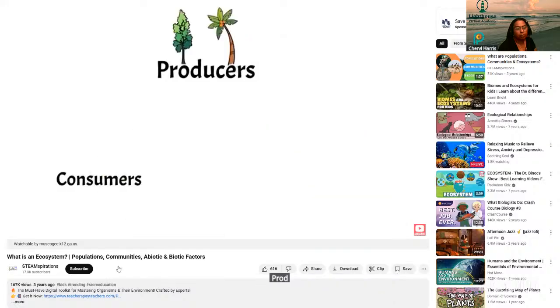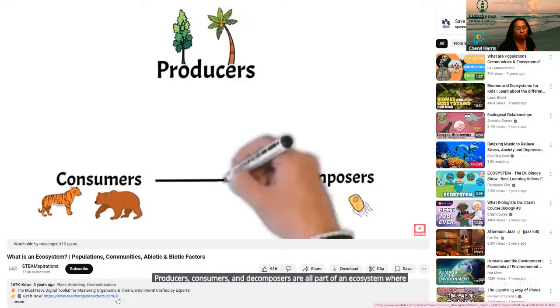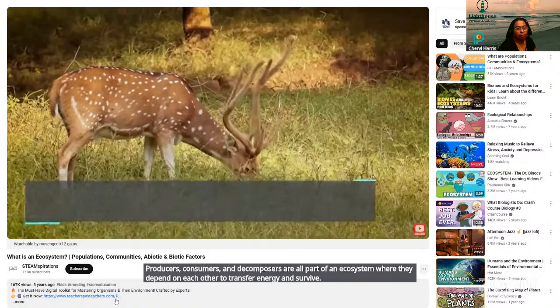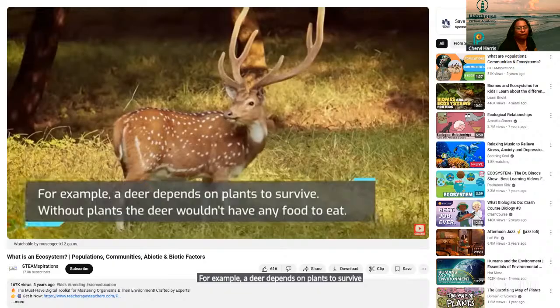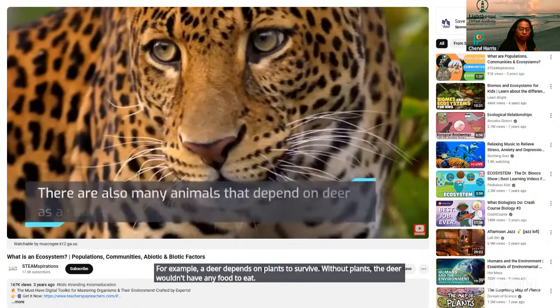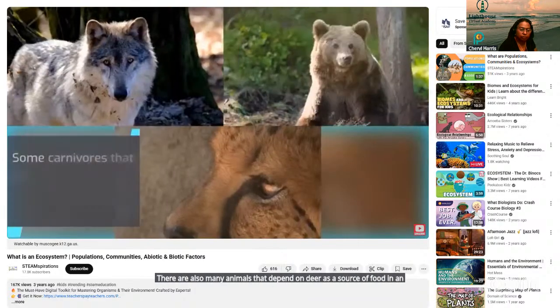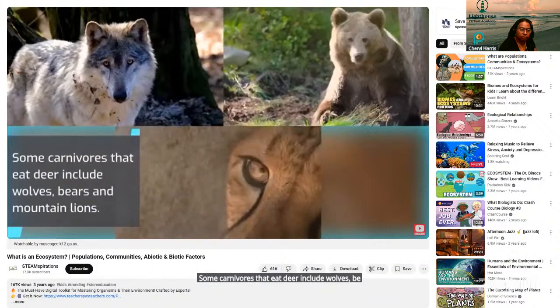Producers, consumers, and decomposers are all part of an ecosystem where they depend on each other to transfer energy and survive. For example, a deer depends on plants to survive. Without plants, a deer wouldn't have any food to eat. There are also many animals that depend on deer as a source of food in an ecosystem. Some carnivores that eat deer include wolves, bears, and mountain lions.